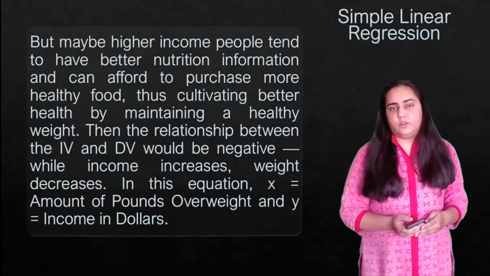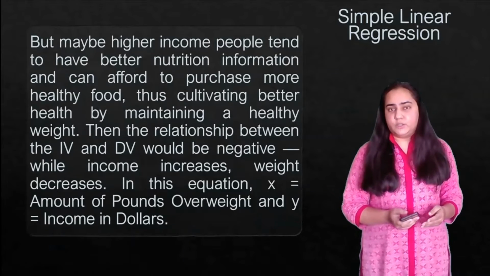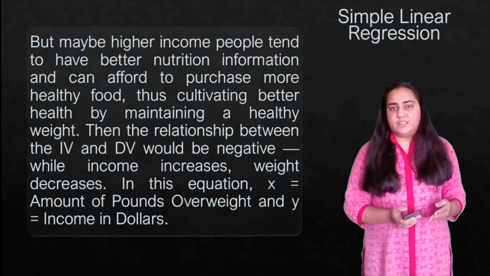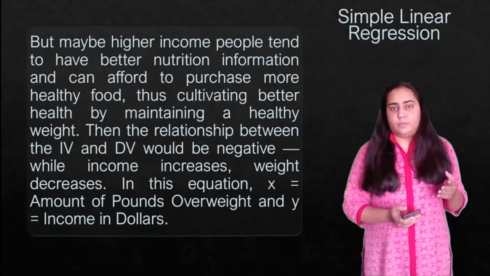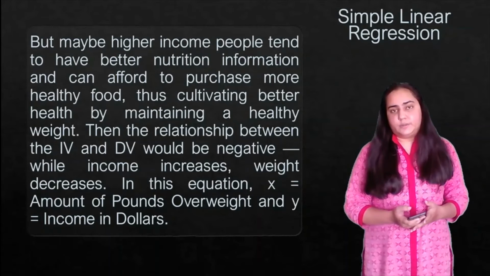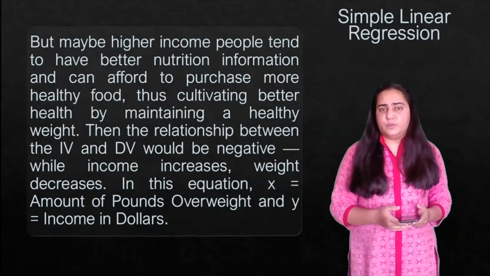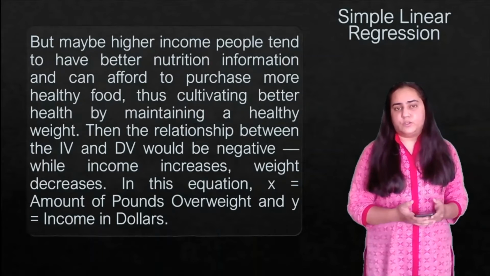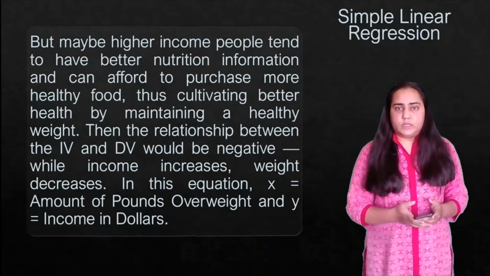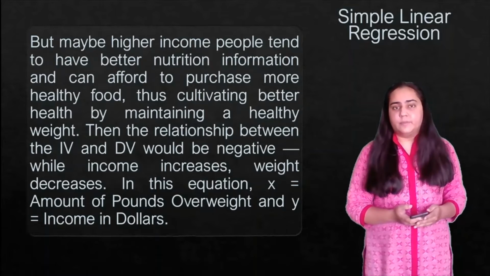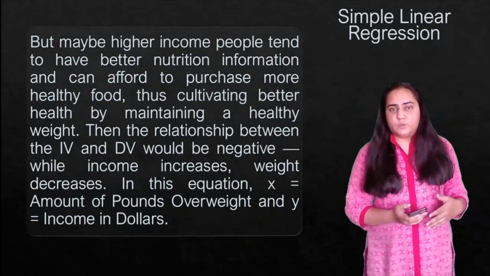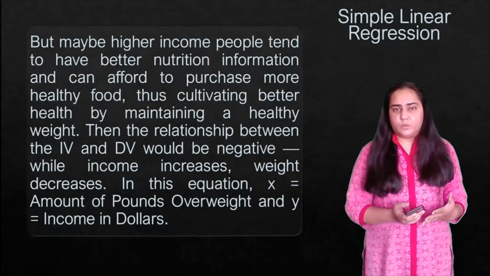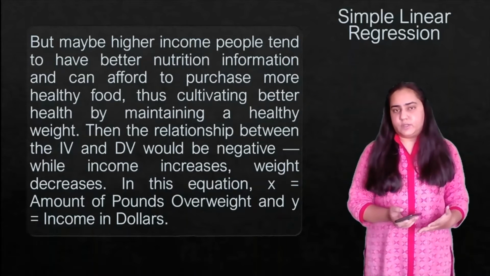But maybe higher income people tend to have better nutrition information and can afford to purchase more healthy food, thus cultivating better health by maintaining a healthy weight. So this is a possibility that people with higher income have access to better nutritious food and might be actually maintaining a healthy weight. And the relationship between the IV and DV in that case would be negative. So while income increases, weight decreases.